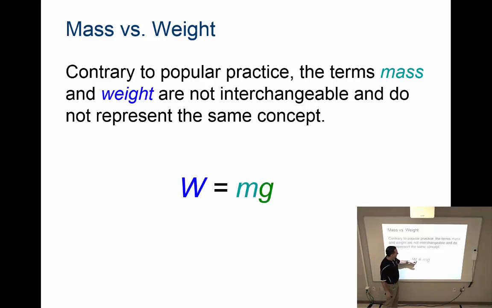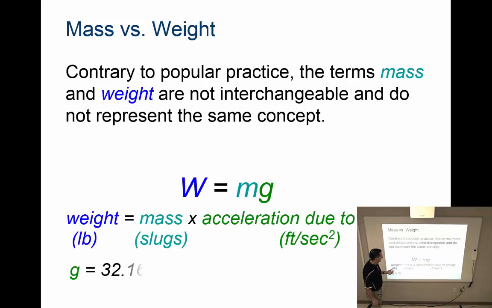Our weight is going to be equal to the mass times g, and g is the acceleration due to gravity. So if we were calculating pounds, mass would be in slugs in the US system, times the acceleration due to gravity, or 32.16 feet per second squared. If we were doing this same calculation in the SI system, our gravity would be 9.8 meters per second squared.